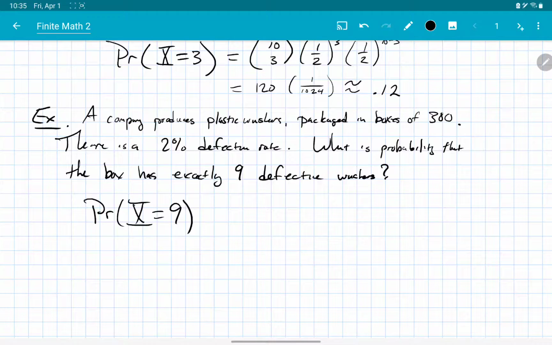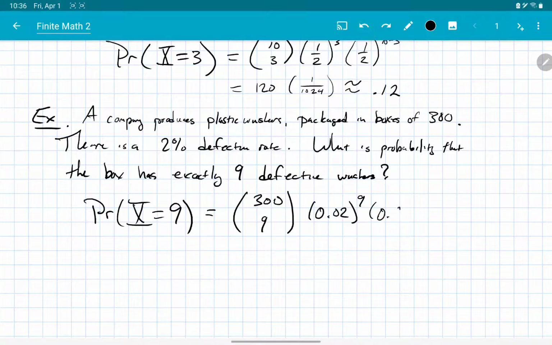So now we're looking at the probability of 9 successes. We'll define success here to be a defective washer, which is a strange definition of success, but it'll allow us to just apply the formula simply. So we have 300 trials, and we're looking at 9 successes. The probability of success is 2%, and the probability of failure, of being a perfectly good washer, is 0.98, and we raise that to the 291st power.